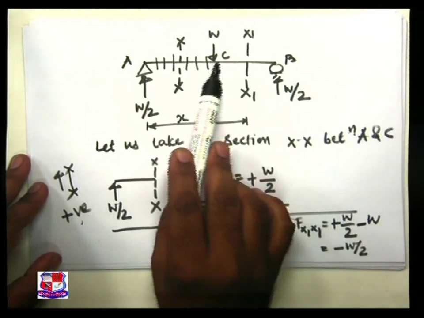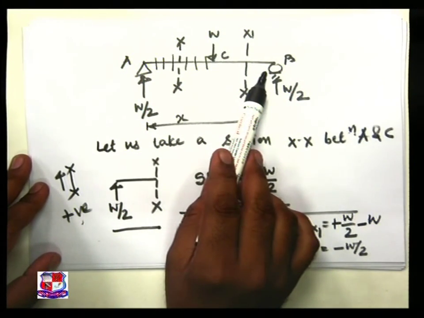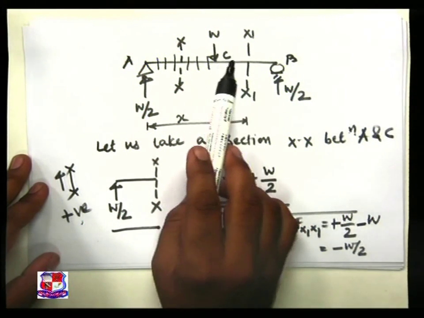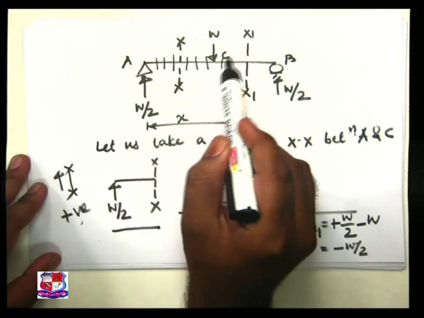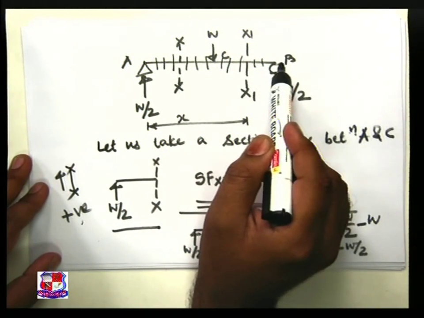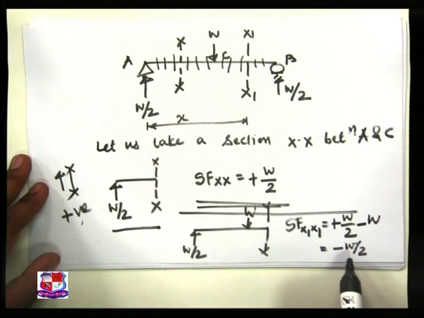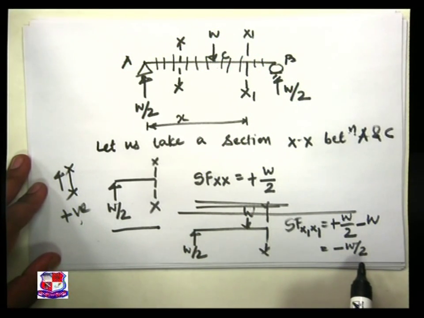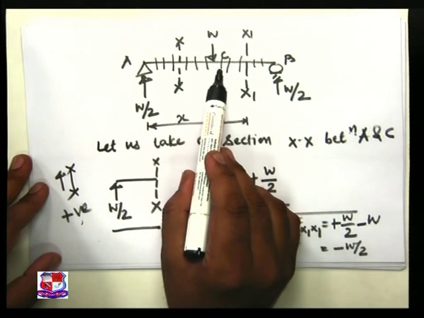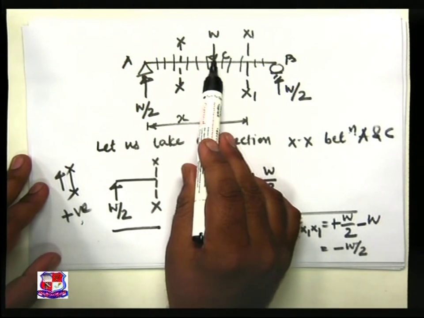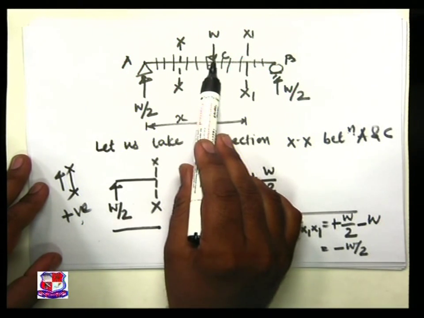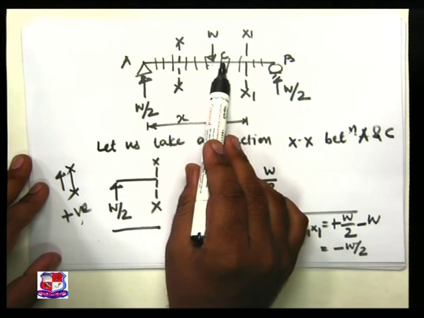So after the point C, the variation of shear force is minus W by 2. Means after point C I will take a section over here, or maybe over here, or at any point between C and B, the shear force comes to be minus W by 2. Means I will comment like this: near just about point C on the left side, shear force is plus W by 2. Just right side of point C, it is minus W by 2.